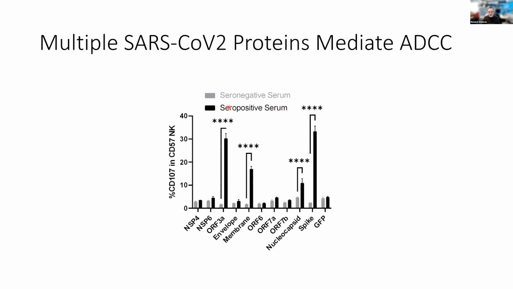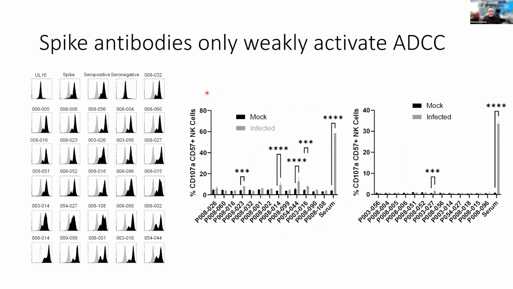So they can clearly drive ADCC in the context of transfection, but of course what matters is what's happening during infection. We started our analysis looking at spike, because we had a whole panel of antibodies to do this with. These antibodies target all different domains of spike, from the NTD to the RBD to S1, S2, etc. And they all bind the infected cell surface really nicely. Spike is expressed well on the cell surface, and these antibodies bind it very effectively.